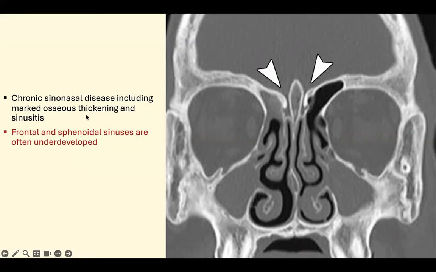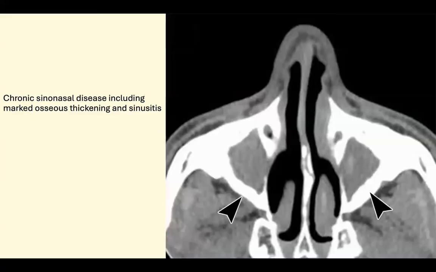But what is more important is that the patient shows chronicity of sinusitis. There is osseous thickening and obliteration of the maxillary sinuses here. So this is chronic sinusitis in the patient with cystic fibrosis. Again, there is thickening of the walls of the boundaries of the maxillary sinus.